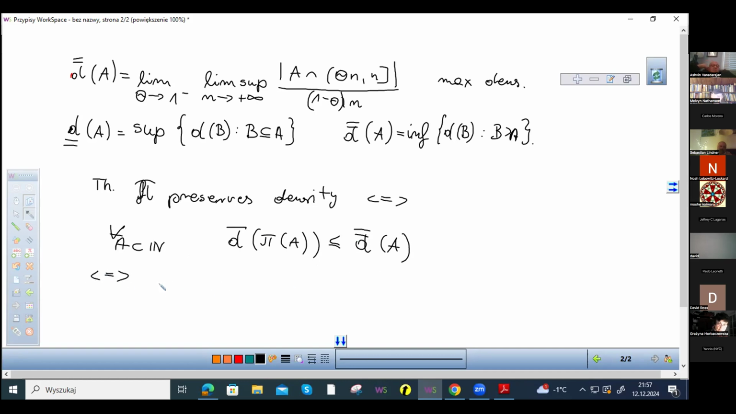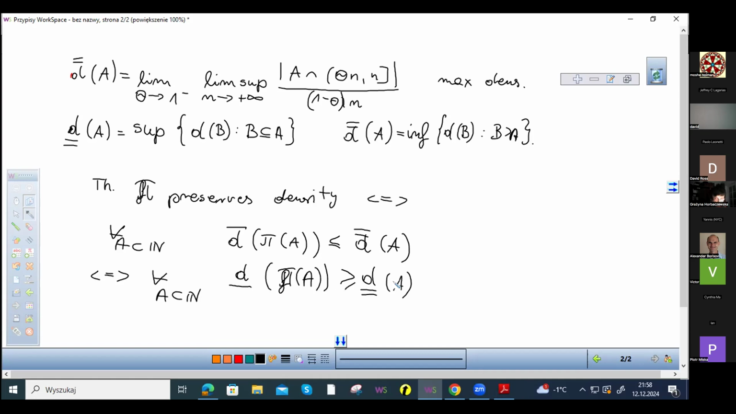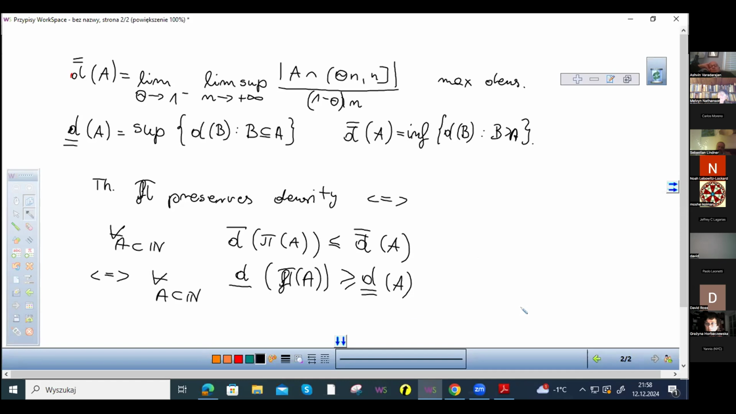And it's also equivalent, and this is an observation of our colleague from Gdańsk. Again, you steal the show, because I wanted to say that it's an observation made by Jacek Tryba from Gdańsk. Okay, the lower density of pi of A is greater or equal to this minimal density, and it comes from the fact that a function preserving asymptotic density does not decrease minimal density, or on the other side, does not increase maximal density. So this is the result of Jacek Tryba from Gdańsk in private communication with us.